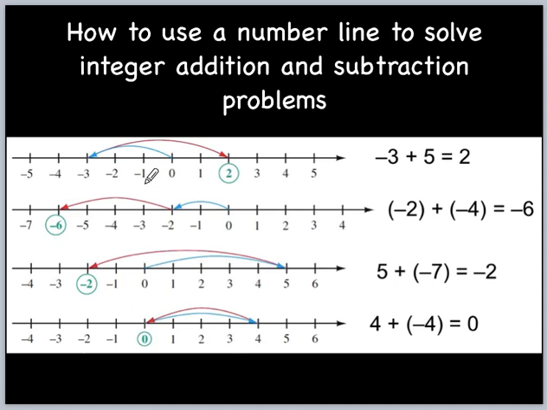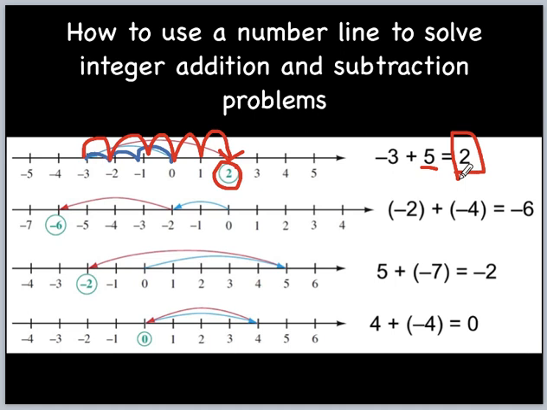So first, you have a negative 3. That means from 0, you move to the left 3 times. 1, 2, 3. And then you go to the right 5 times because you are adding a positive number. So that is 5. That means 1, 2, 3, 4, 5. And the point where you land on is the answer or the sum of the integers being added together. So that means 2 is the answer.